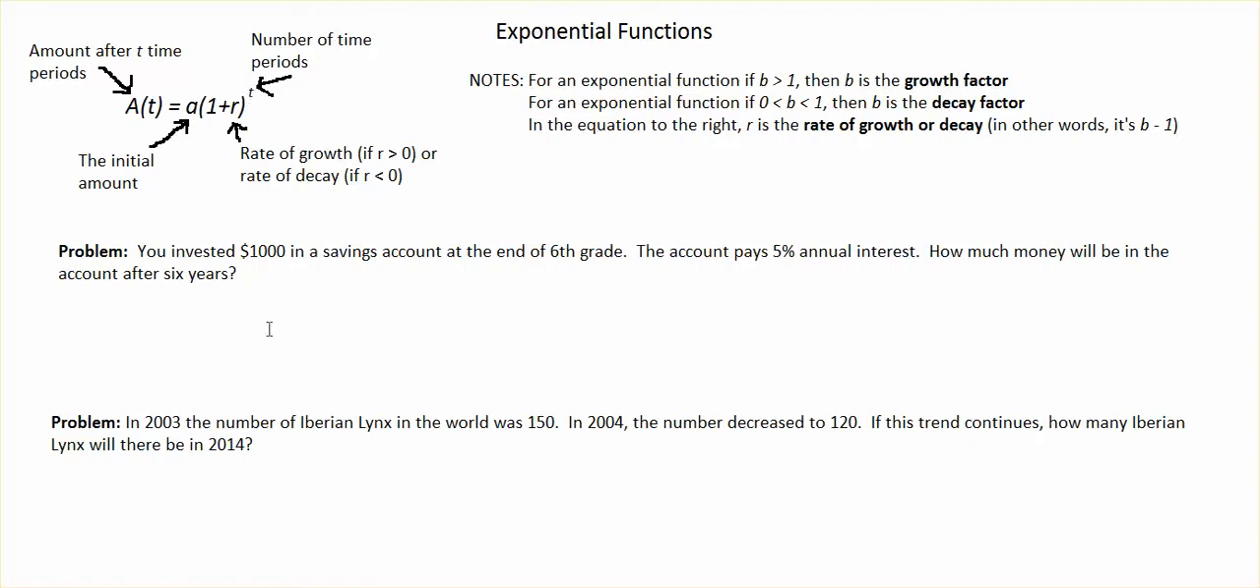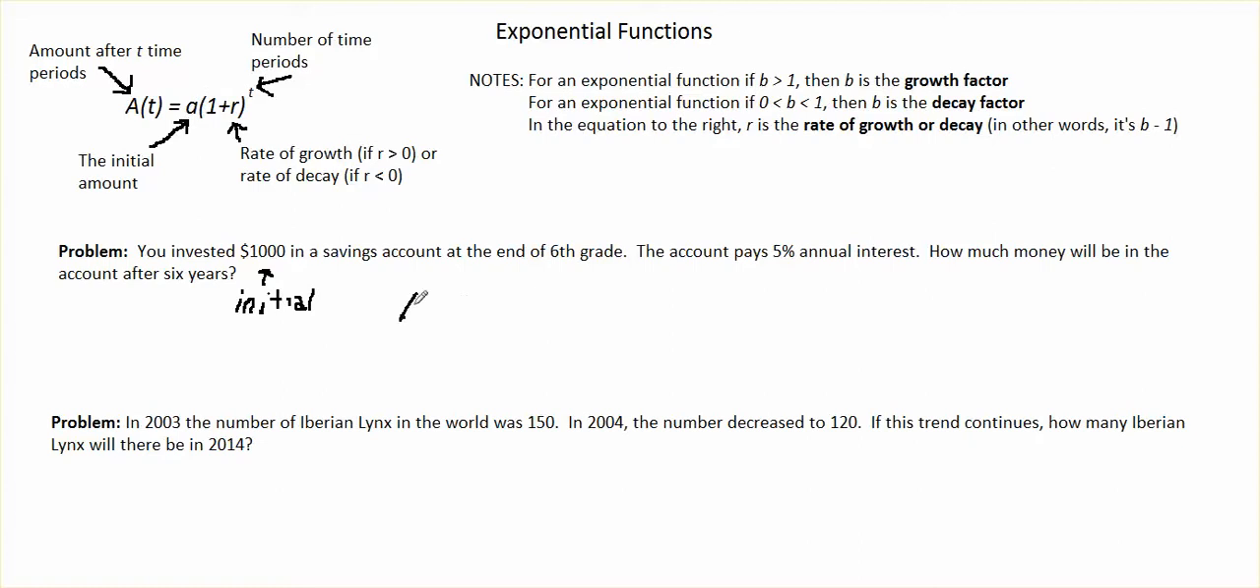So let's take a look at these two problems here and look at how we can use our exponential growth or decay model in order to calculate interest. So it says here that you invested $1,000 in a savings account at the end of 6th grade. This $1,000 is your initial amount. This is what you put in the bank. And we put our initial amount into this little A factor when we calculate.